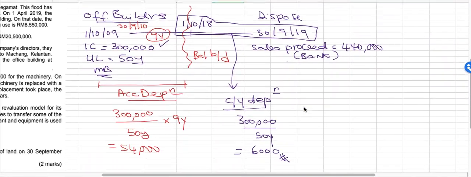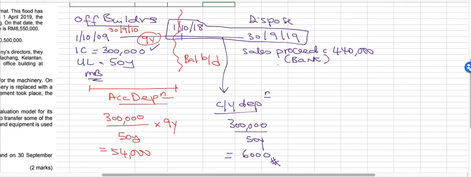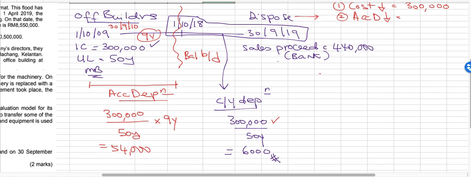Next, you dispose your asset, your office building. So, remember, there are four effects when you dispose. Ada empat. First, your cost, you need to eliminate the cost. The cost of office building is 300,000, so you eliminate that. Second, you have to eliminate the accumulated depreciation. What is the accumulated depreciation? Since you acquire the office building up to the date you dispose. That means it will be 54,000 plus 6,000. That will be 60,000.